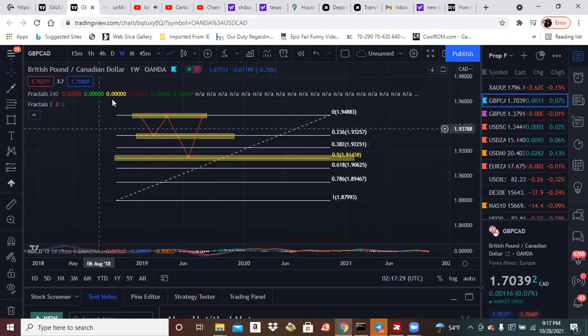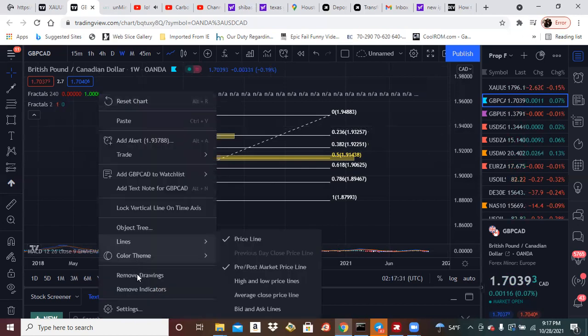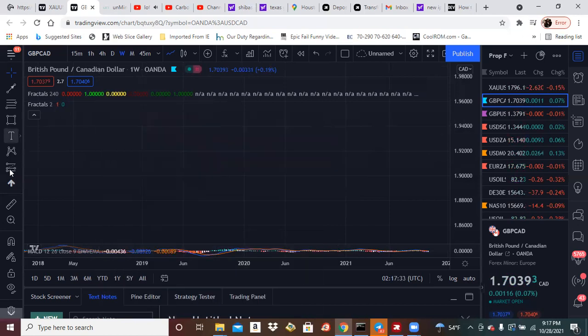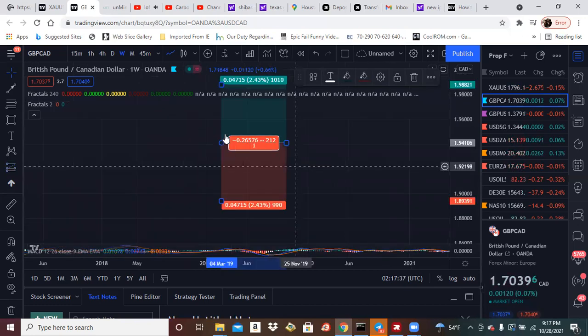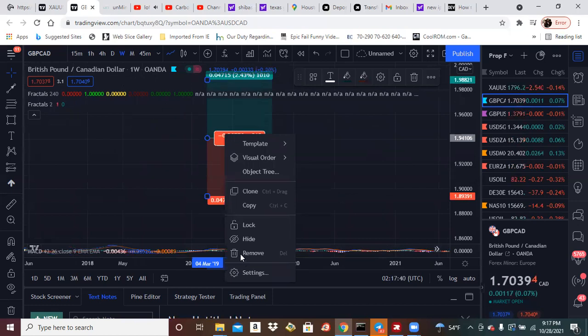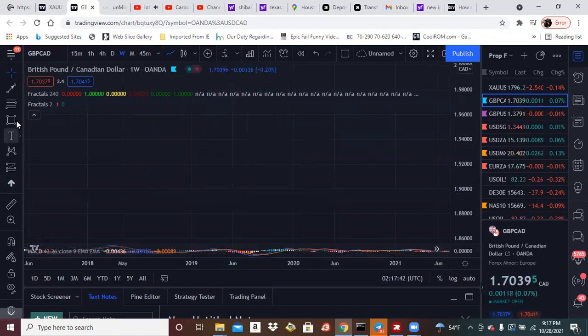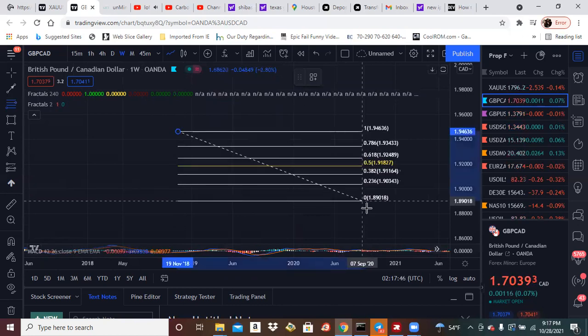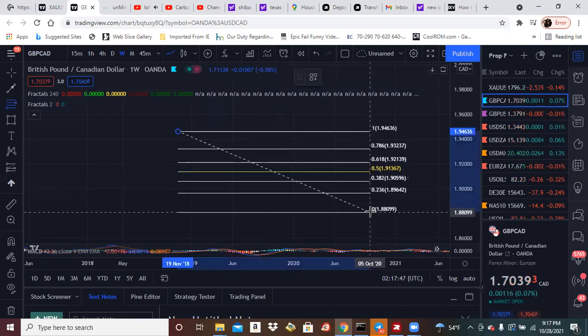Let's do this. Let me remove the drawing. Put the fib back on. Oh, that ain't no fib. Let's remove that. Let's put the fibs back on. That's just a 50 golden zone downtrend, right? Here we are.